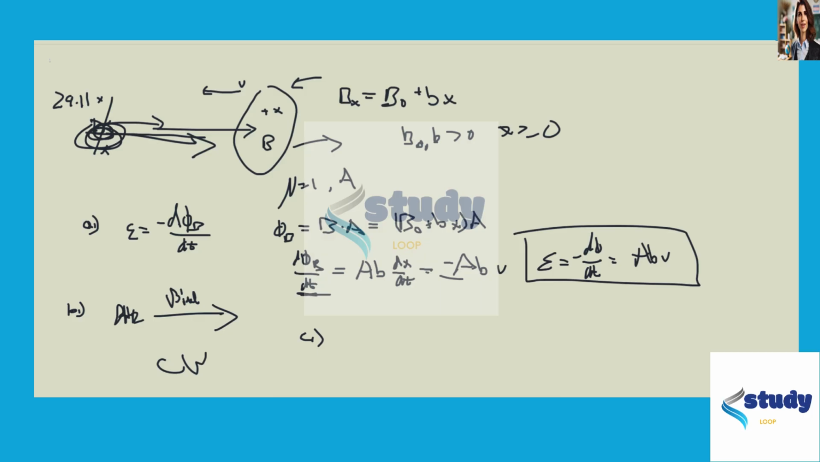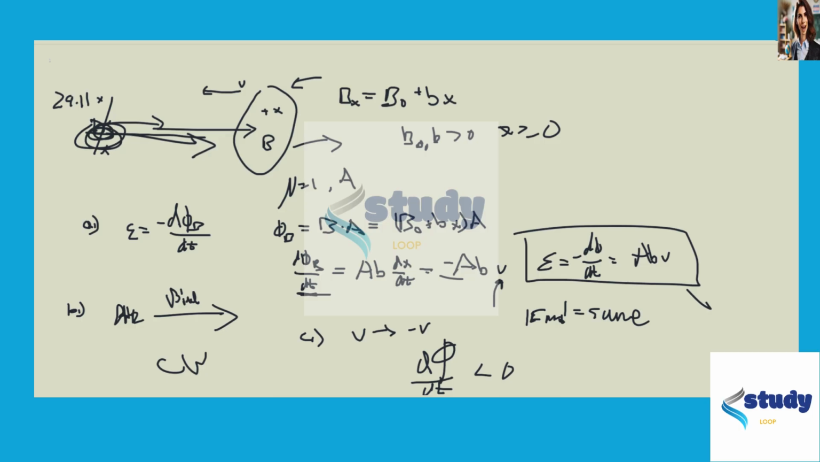Okay, so part C says if instead the coil moved from left to right, that means v is now the opposite, right? So what would the answers be? So the induced EMF magnitude is going to be the same, because the magnitude doesn't really depend on the direction of the velocity. But the direction, because the flux depends on this, the change in flux depends on that. It's going to flip, right?